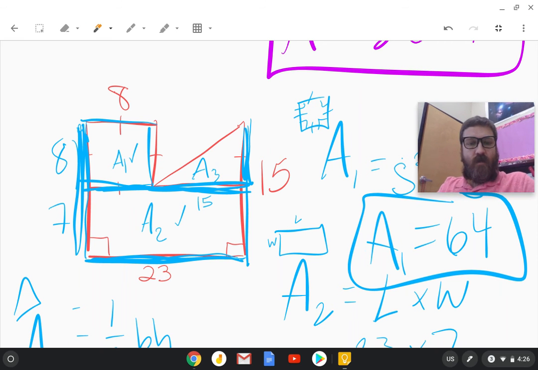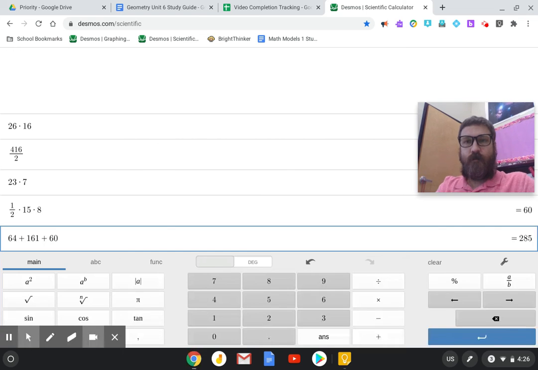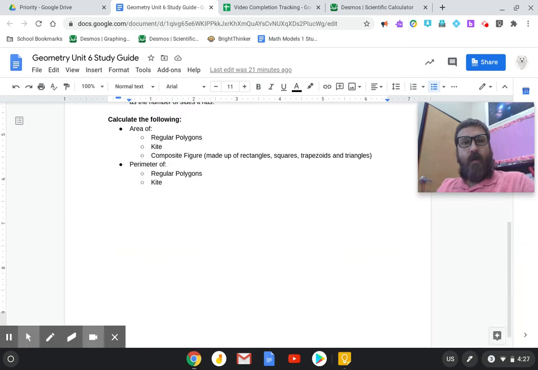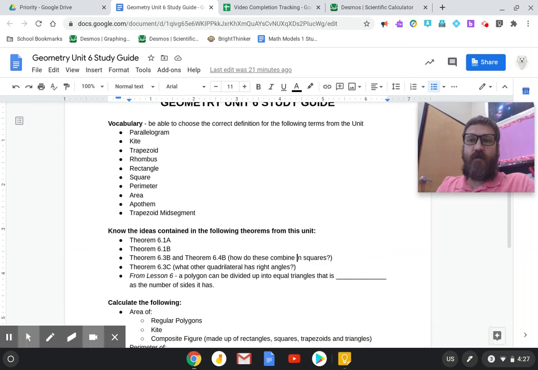And that is pretty much all you need for this unit. But definitely make sure you focus on studying this vocabulary. Please reach out to me if you have any questions or if you want to set up a time to test.